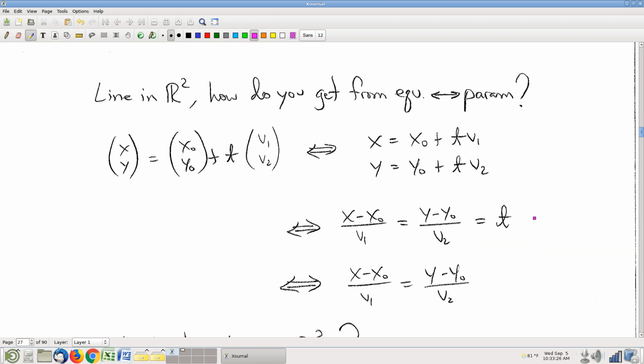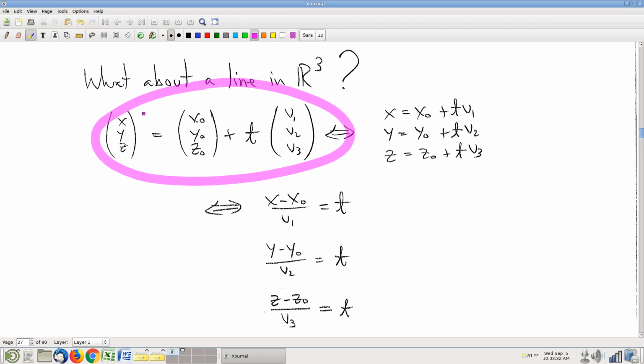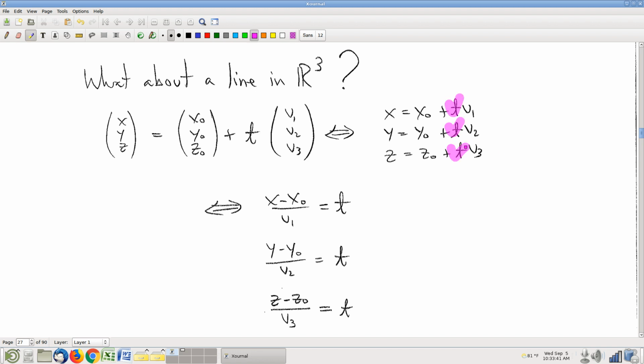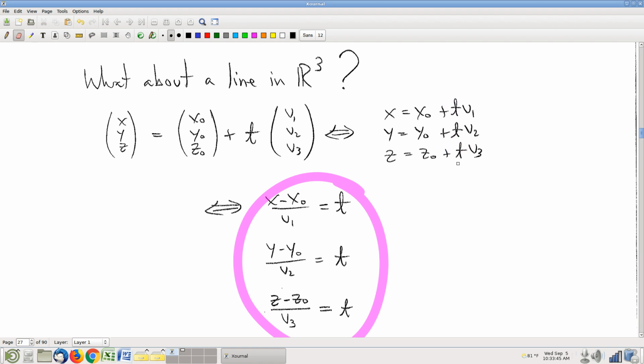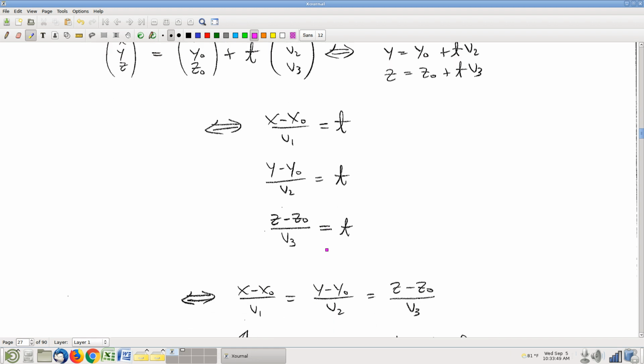There is a three-dimensional version of this. What if you have a line in R3? Well, there's a parameterization of a line in R3. There's that same thing, just written one component at a time. All three of these t's can be solved for. If a point's going to be generated by this parameterization, then these three values of t would all have to equal each other.